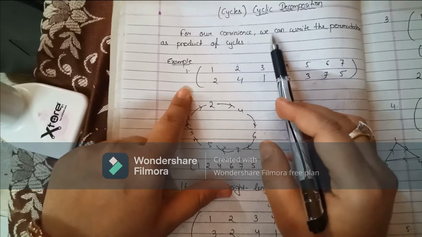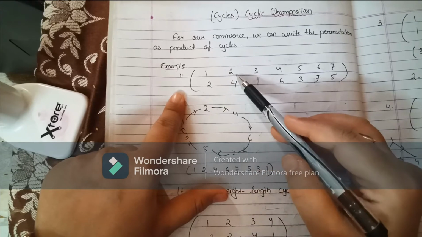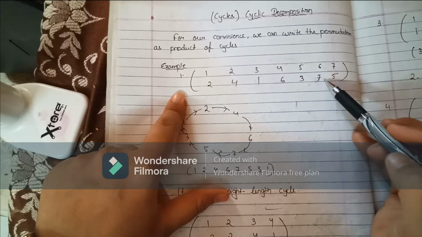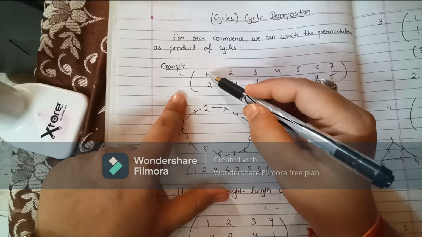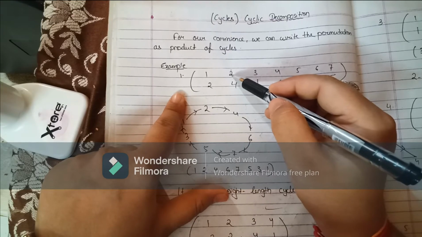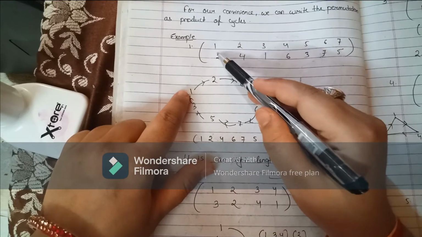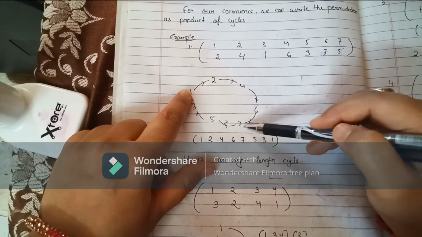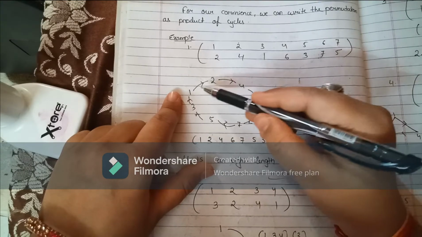Okay, for our convenience we can write the permutation as a product of cycles. For example, 1 maps to 2, 2 maps to 4, 3 maps to 1, 4 maps to 6, 5 maps to 3, 6 maps to 7, 7 maps to 5. This means there is some function, and whenever we put 1 in that function, we get 2 as output. When we put 2 as input, we get 4 as output. So 1 maps to 2, 2 to 4, 4 to 6, 6 to 7, 7 to 5, 5 to 3, and 3 maps to 1.